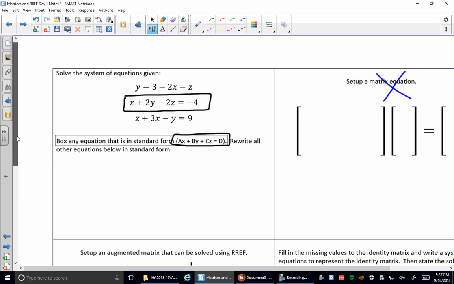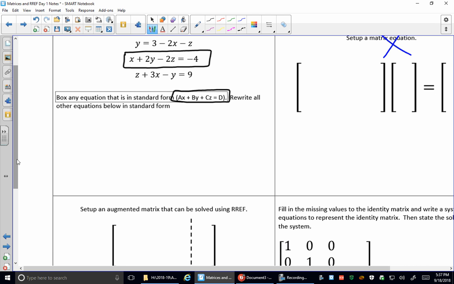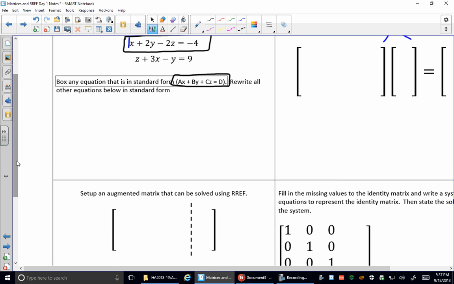Okay, so why is that part important? Well, so this row down here would be 1, 2, -2. Why is it -2? Because it's a subtract 2z there. And -4, because it's a -4. Okay, let's start with the easy equation. The easy equation is when all the letters are on the same side. But there's a problem with this bottom one.